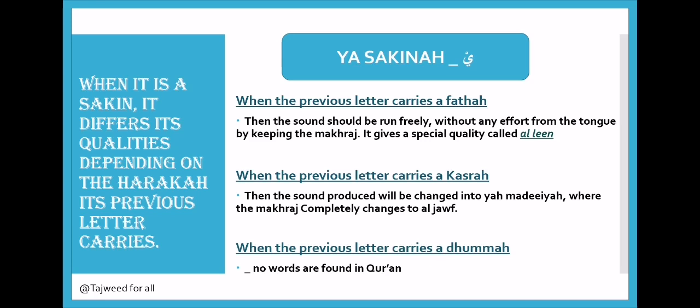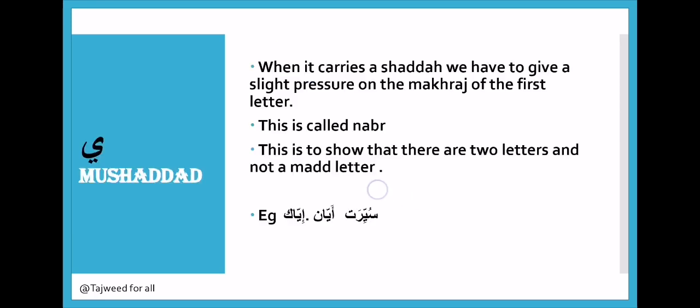Now, what will happen when the ya is sukoon and before it is a dhamma? Actually, there are no words for that, but we have a shadda word. Okay, that means ya is shadda and before it is a dhamma. Here, what do we have to do? We have to do a special thing. Okay, it is not a sifa, but it is a mechanism that we are doing in order to make the sound clear. The Arabs use this property called the nabar. It is the pressurizing on a certain word in order to make the sound more clear.